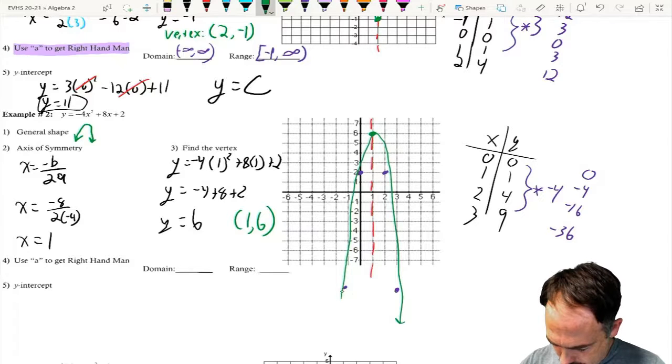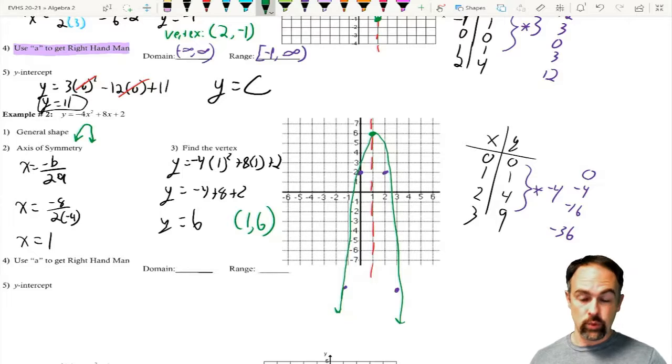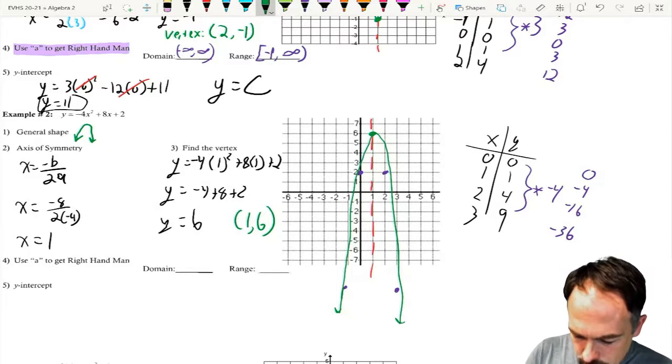Ooh, sorry, my tablet moved on me as I was drawing it. Okay, so sure enough, it opened up down. Now let's do our domain and range.